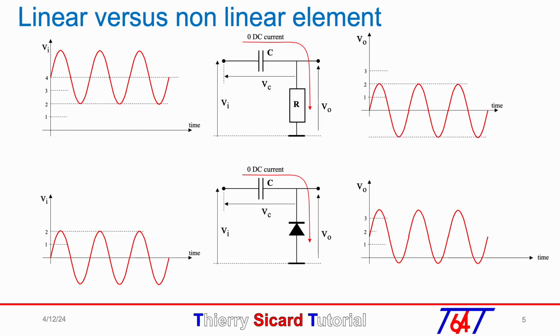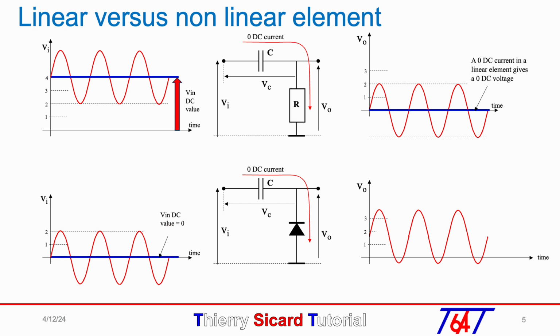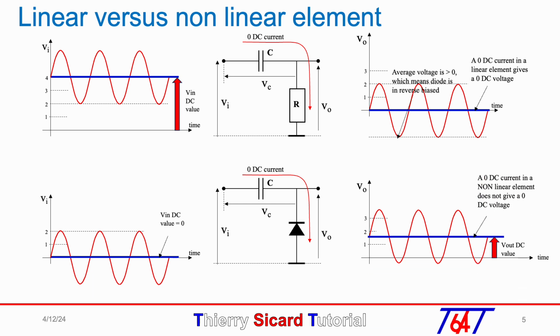Now we do a comparison between both schematics, the RC high-pass filter on top and the same schematic where the linear resistor is replaced by a diode, bottom schematic. On the RC high-pass filter, the input DC voltage does not pass to the output voltage. But in the bottom schematic, it is the opposite. The input voltage has a 0 DC voltage, but the rectifying diode provides an average positive voltage across the diode in reverse biased. Of course, the rectification effect forces the output voltage to not exceed the value of minus Vd.